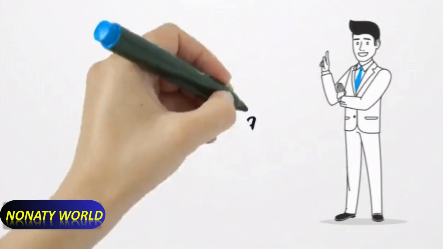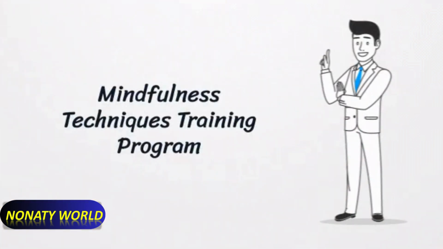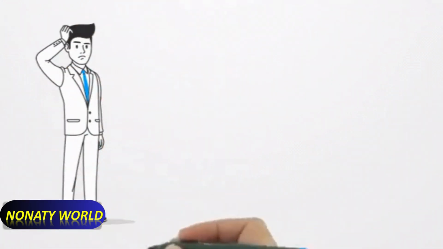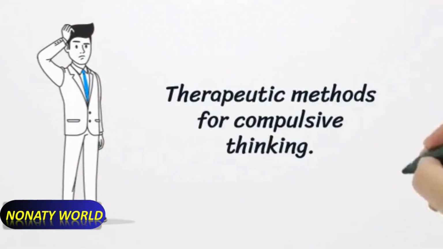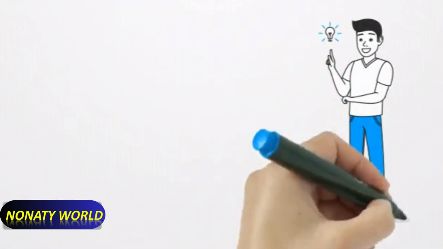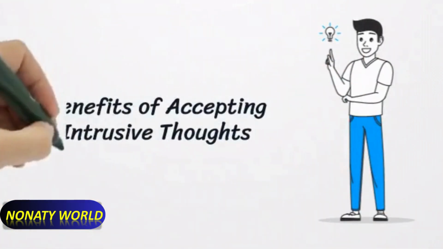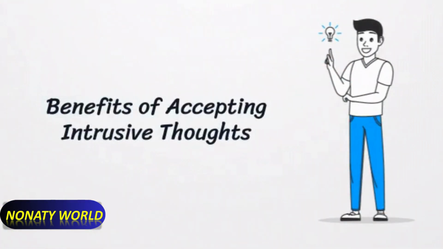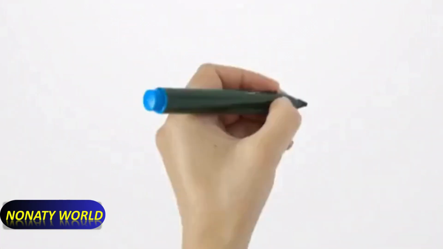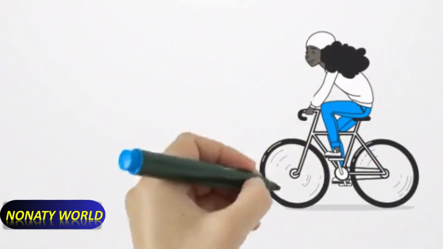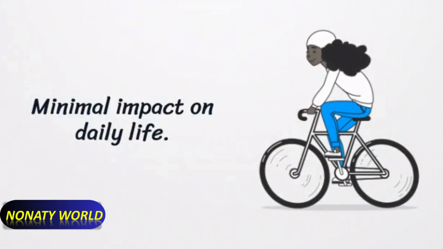4. Techniques centered on mindfulness. Acceptance and commitment therapy, as well as cognitive therapy based on mindfulness, are other methods for treating compulsive thinking. By learning to accept the existence of intrusive ideas without responding to them, these approaches can be beneficial to you. Your daily life may be less affected by them as a result.